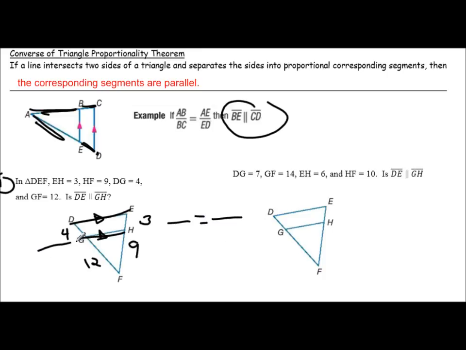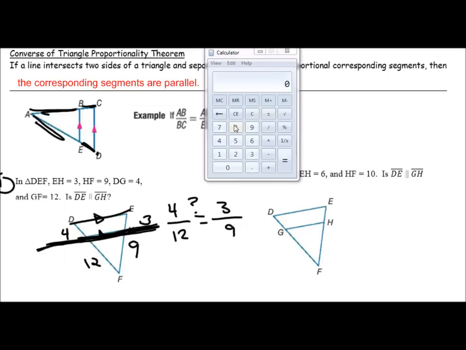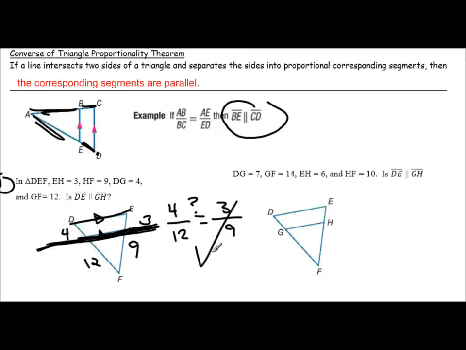And once again, think of this as one big fraction bar. So we set up the fraction 4 over 12 equals 3 over 9. So we're seeing, does 4 over 12 equal 3 over 9? So 4 divided by 12 is 0.3333 repeating. And we need to see what 3 divided by 9 is. 0.3333 repeating. So because those are proportionate, or the ratios are equal, then yes, we can say that DE is parallel to GH.